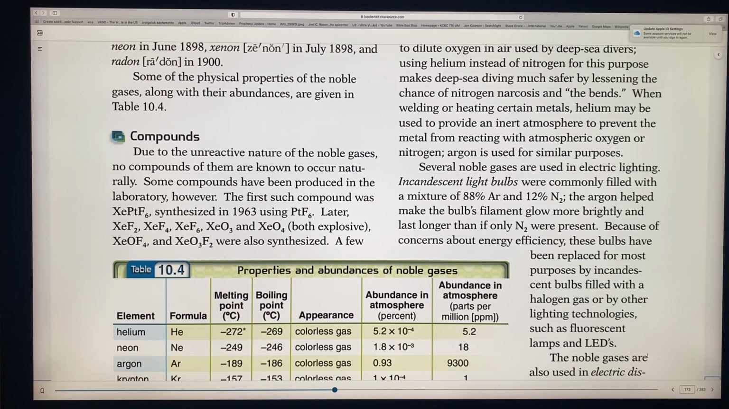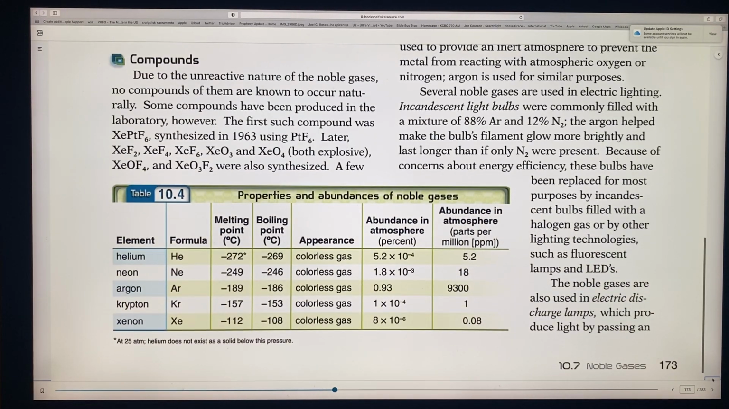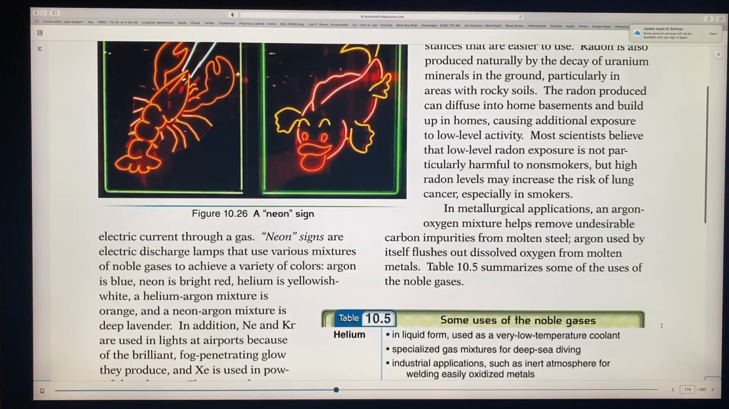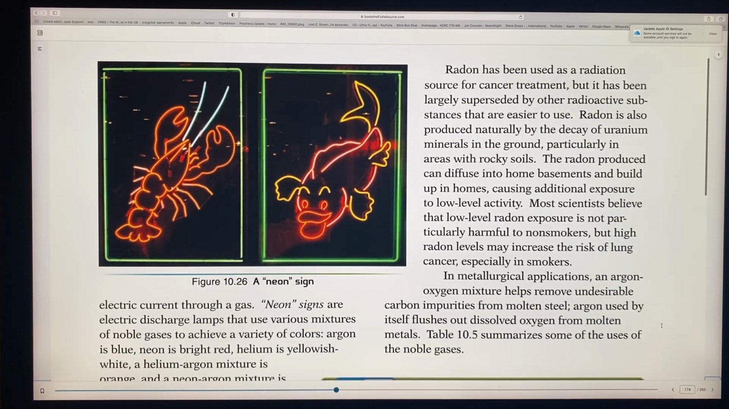So let's go on to the next page of these. Here we go, it's a picture of a neon sign. Some of the colors of the neon signs: various mixtures of red make the neon colors.